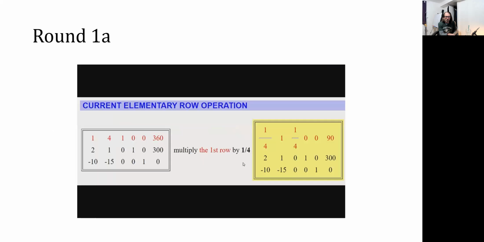And once we've done this, we will have, first of all, multiplying everything in row 1 by 1/4. Next, we're going to take -1 times what we have in row 1 plus what we have in row 2.